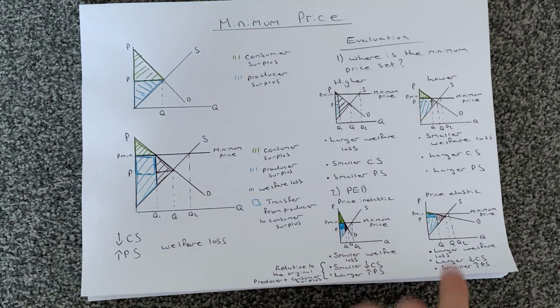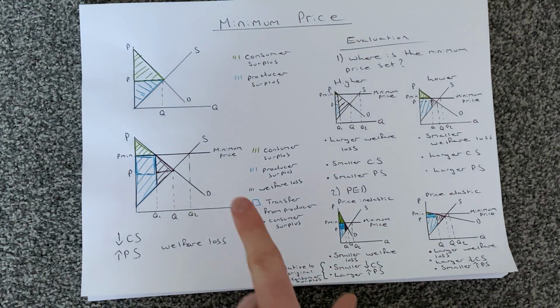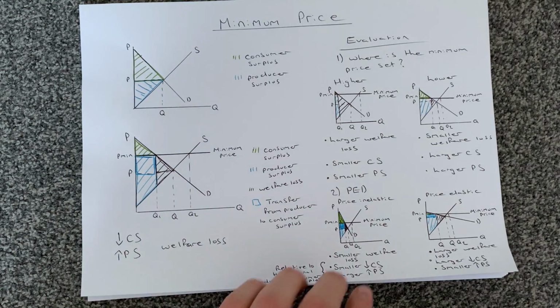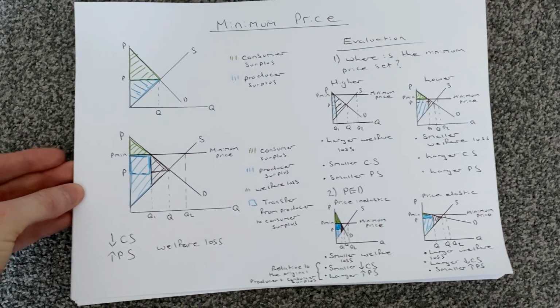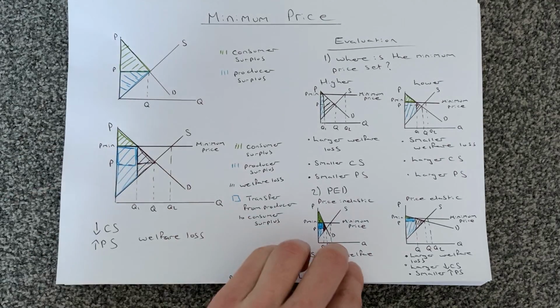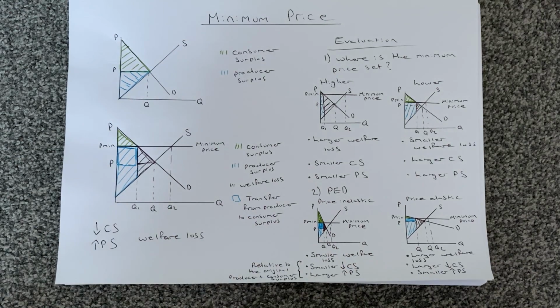We argued that the extent of the impact on producer and consumer surplus is dependent on two key points: where the minimum price is set and also the price elasticity of demand. We argued that the higher the minimum price was, the larger the welfare loss, the smaller the consumer surplus would be, and the smaller the producer surplus would be. And the opposite would be true if the minimum price was lower, by which we meant closer to the original market equilibrium.